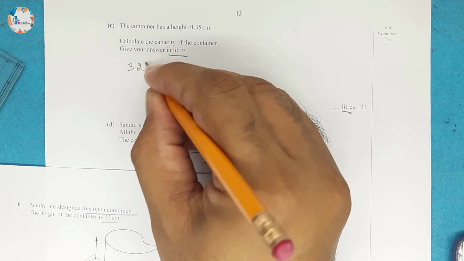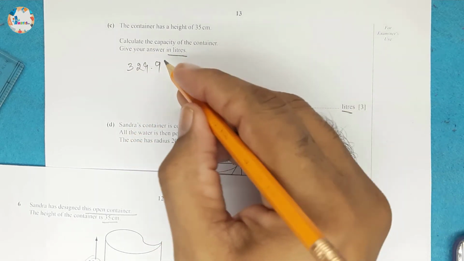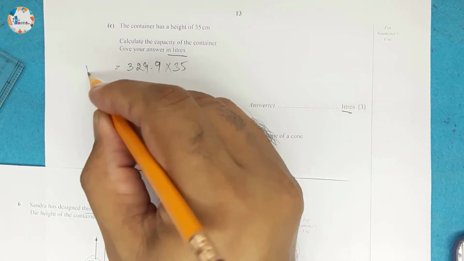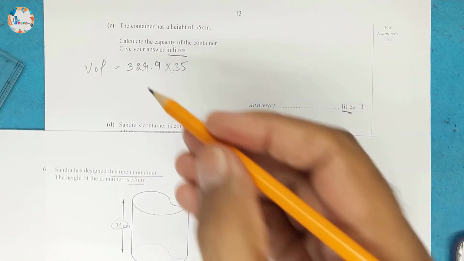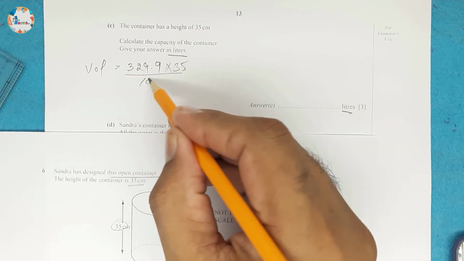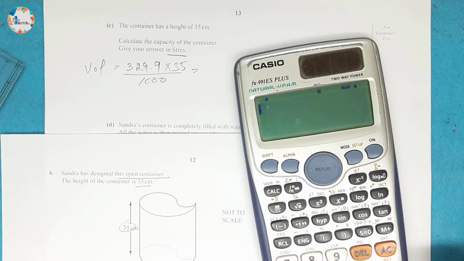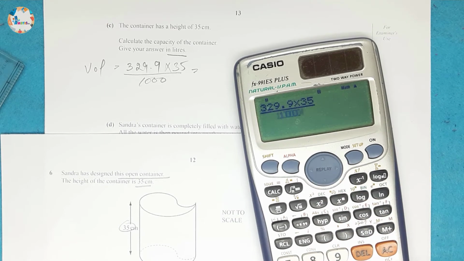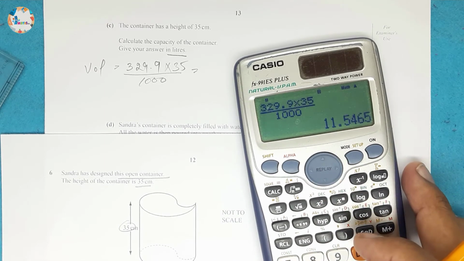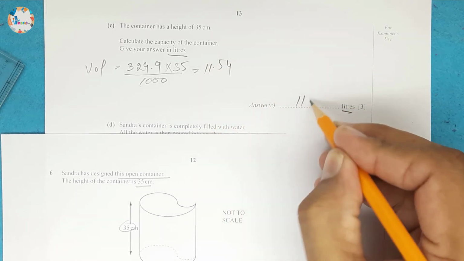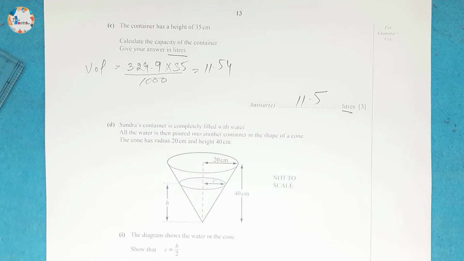So 329.9 will be multiplied by the height, and this will be the volume. To convert this volume into liters, we will divide by 1000, because 1000 centimeter cube is equal to 1 liter. So this will be 329.9 multiplied by 35 and divided by 1000. This will result in 11.54. So our answer will be 11.5 liters.